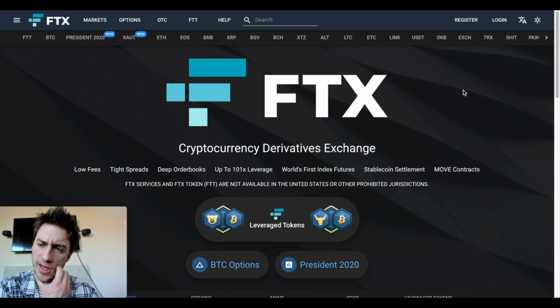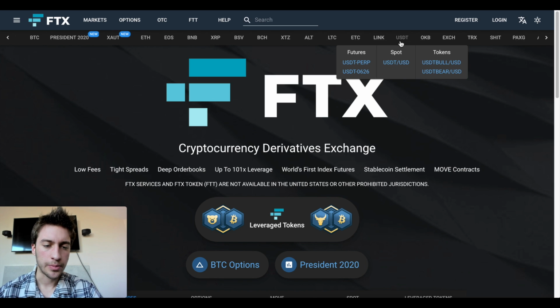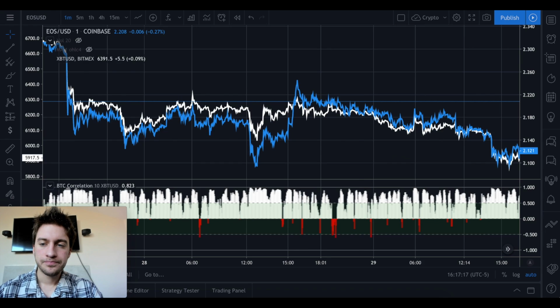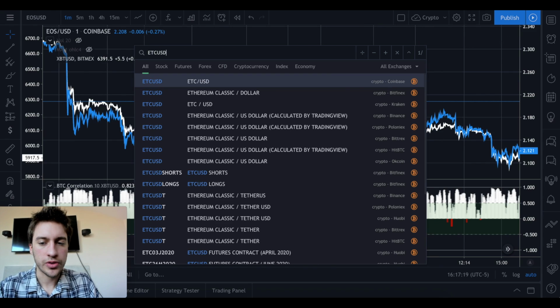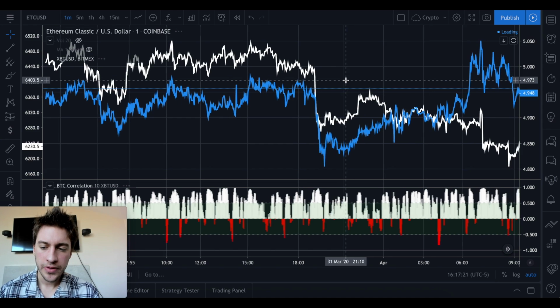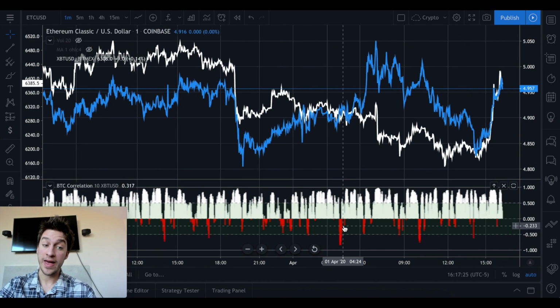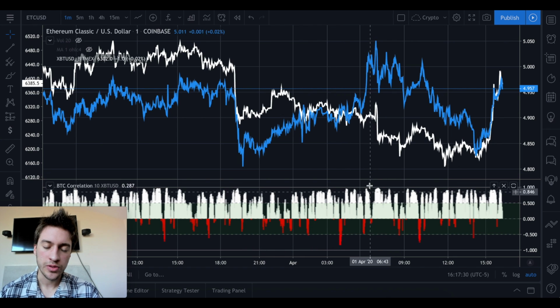I'm using FTX today. I thought that this was going to be a pretty good example for some rates that we can use to take advantage of. So a random one, let's look at ETC. To do that, all I'm going to do is go to ETC. Let's use Coinbase this time. And really red is going to show us where there's a heavy negative correlation, meaning a really good opportunity. And white means when they're converging.